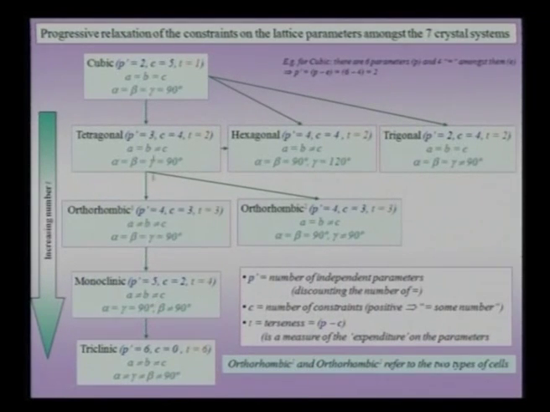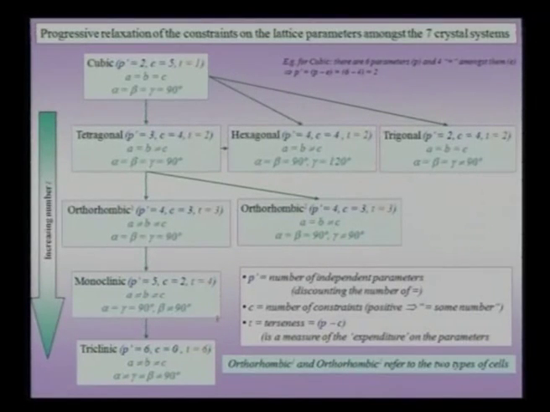As you go down this tree, you will find that the terseness value goes up, that means we are spending more on lattice parameters, which is in some sense a reflection of the fact that we are now considering unit cells of lower symmetry, and this is not the symmetry of the crystal, but of the unit cell, and therefore we have to spend more on the lattice parameters. So this is just a way of writing down the 7 crystal systems and the preferred unit cells. Okay.